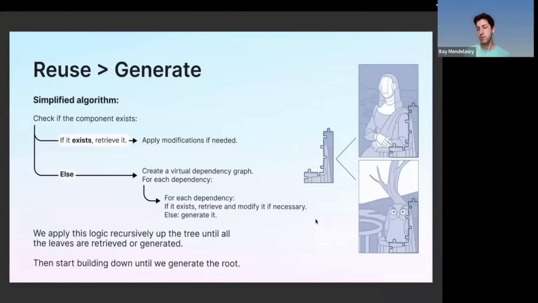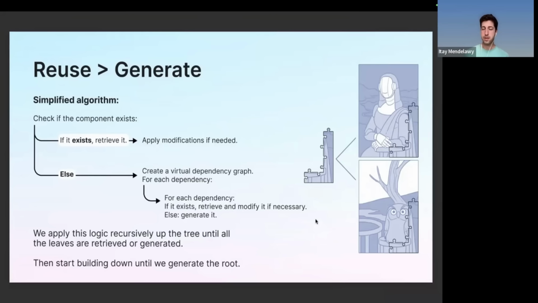Basically, with this in mind, we optimize for reuse instead of generating new code. This way we can both save money, save time, and get more consistent valid results. Because if we have components that are already available for us to be reused in our architecture, we're not going to regenerate them. We're just going to use them.